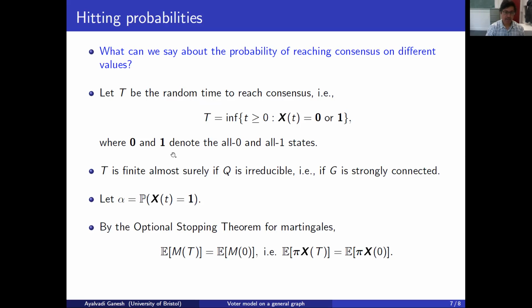So T is a finite stopping time. The martingale is bounded, so we can use the optional stopping theorem. And that tells us that the expected value of the martingale at the stopping time is the same as its initial value. So the expectation of pi times XT is the same as it was at time 0. If X naught is deterministic, this expectation is not relevant. It's just pi times X naught. But if we start in a random initial configuration, you should take the expectation with respect to that randomness.